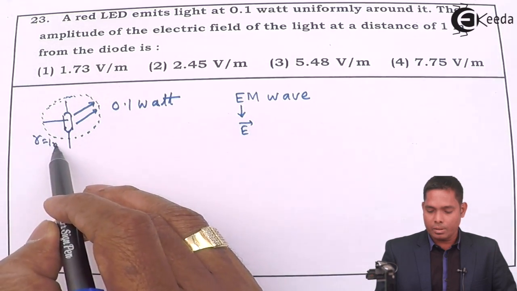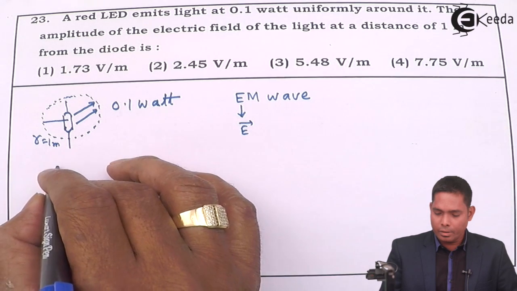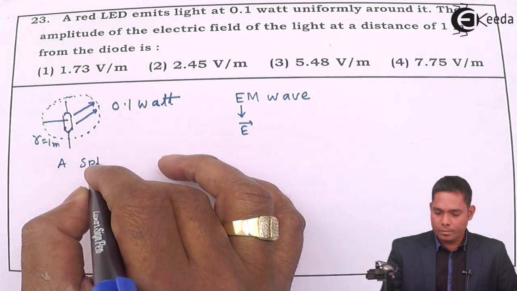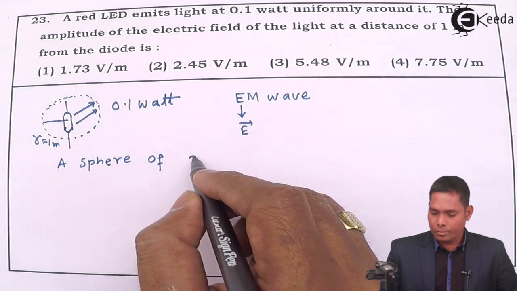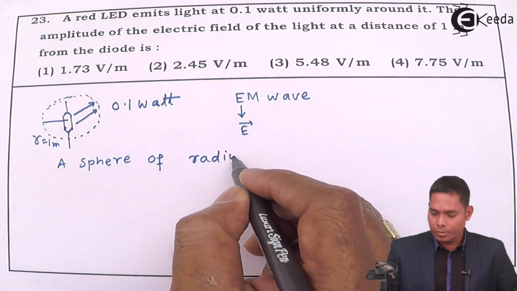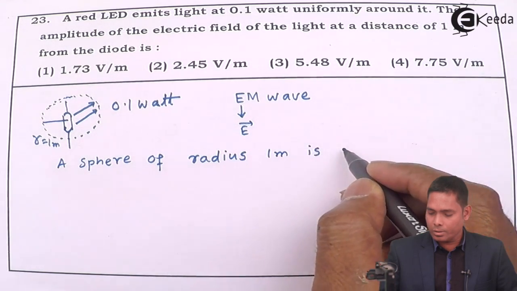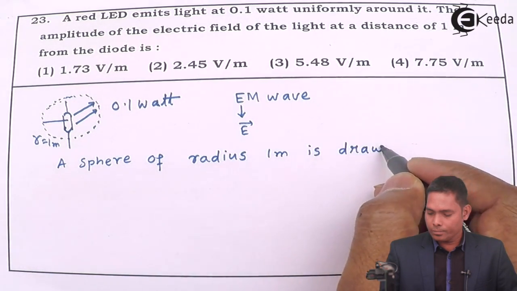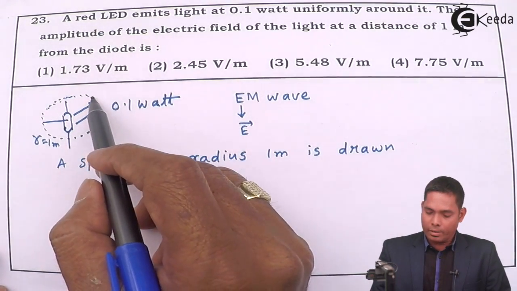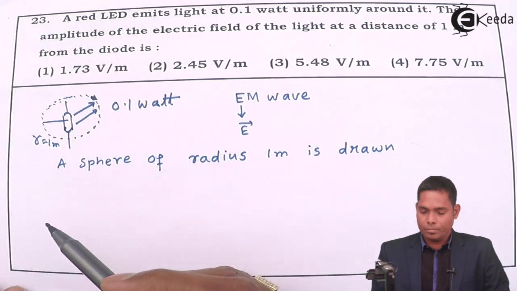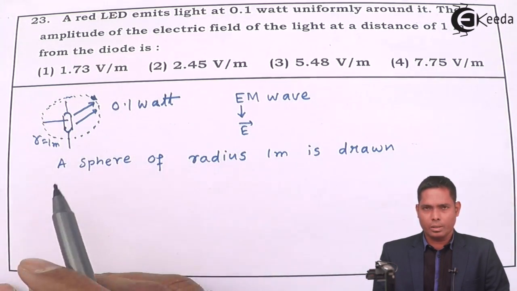With radius as 1 meter, I will draw a full sphere. So what I have done is draw a sphere of radius 1 meter, and I am to find the amplitude of the electric field at a distance of 1 meter. So what is the amplitude at that point?